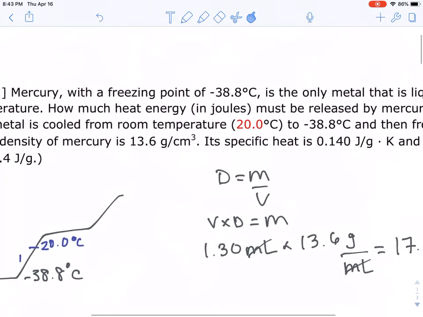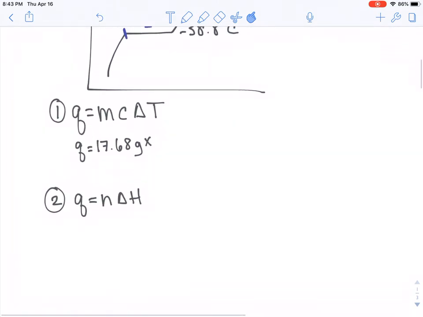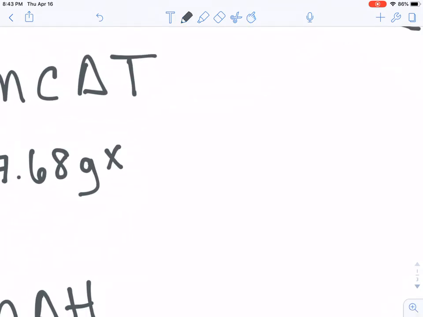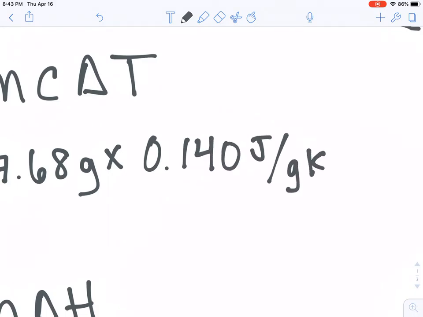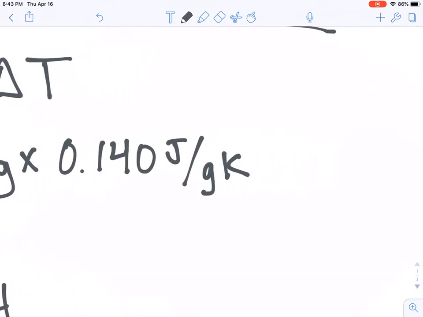Its specific heat is 0.140. And then something you might notice is that the specific heat for this problem is in joules per gram K. So now, just to call your attention to that, in specific heat, joules per gram degree C is the same thing as joules per gram degree K, because the temperature that you find is a temperature difference.